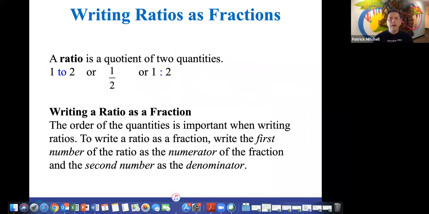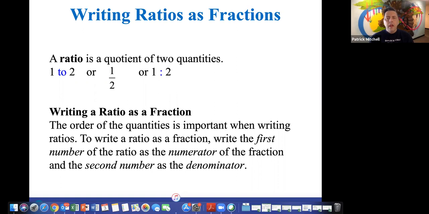So when we talk about a ratio, we're talking about the quotient of two quantities. And you see three different ways that that quotient can be written. It can be written 1 to 2, or as a fraction 1/2, or with a colon, and that colon is read "to". So this expression here would still be read 1 to 2. You see it written that way when we talk about odds, like odds at a casino are often written like that.